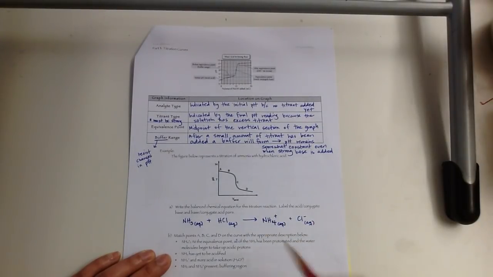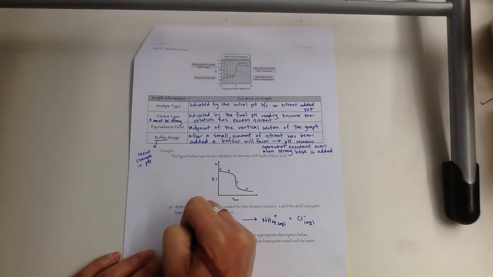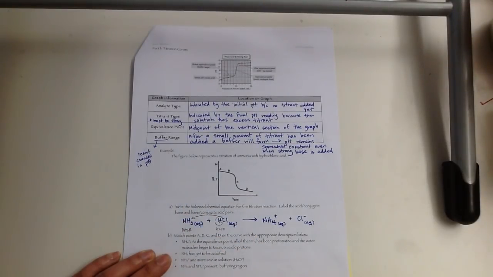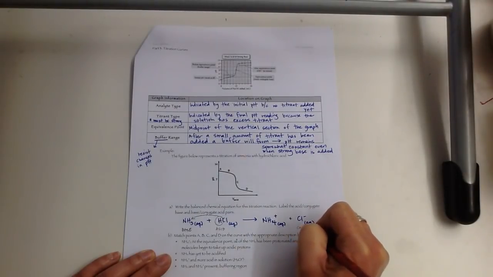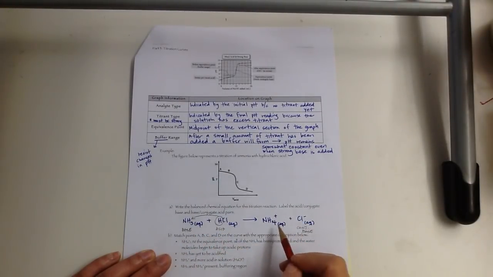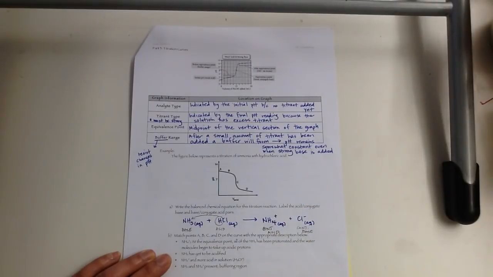In other words, what's happening here is, again, my acid is going to be the hydrogen donor, the base is going to be the hydrogen acceptor. And what the acid turns into after it donates the hydrogen is called the conjugate base, and the base, after it accepts the hydrogen, is called the conjugate acid. Okay? And then it says match points A, B, C, and D on the curve with the appropriate description below.